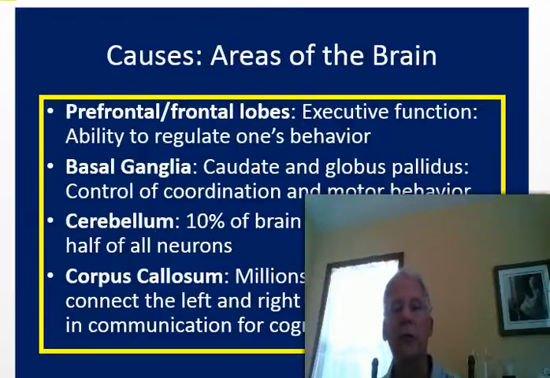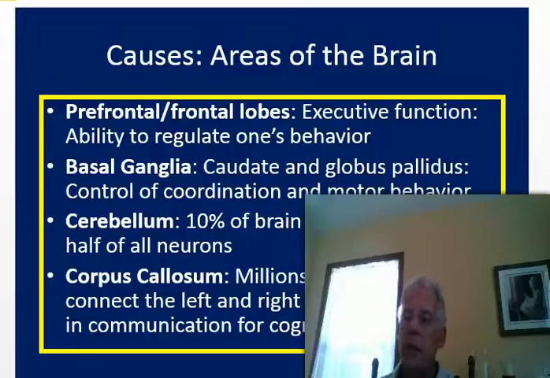The areas of the brain on slide 41 that are affected are the prefrontal lobes, the basal ganglia, cerebellum, and corpus callosum. Those are areas of the brain that are affected or relate to ADHD. Notice that the prefrontal lobes is where the executive functions take place, really the ability to regulate one's behavior.